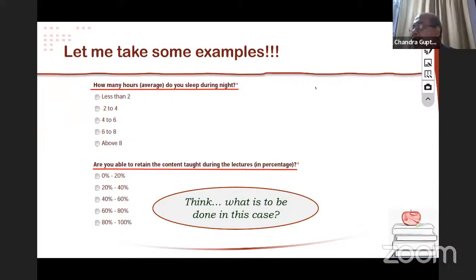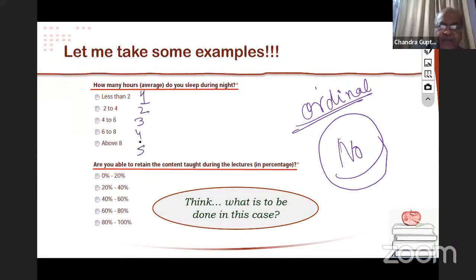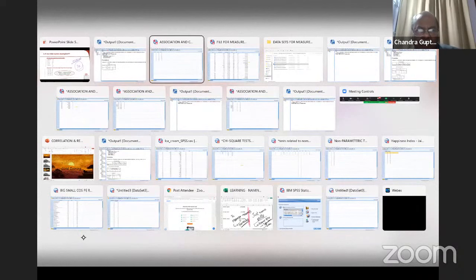Sakshi is saying, is it interval scale data? Sakshi, no, it's not interval scale data. It's ordinal data, because when I codify it, I will codify it like 1, 2, 3, 4, 5. Though it looks like interval, actually it's not interval scale data. There is a hierarchy in it, but I cannot say 1 plus 2 is equal to 3. So it's ordinal data, and ordinal by ordinal, you can make use of gamma.